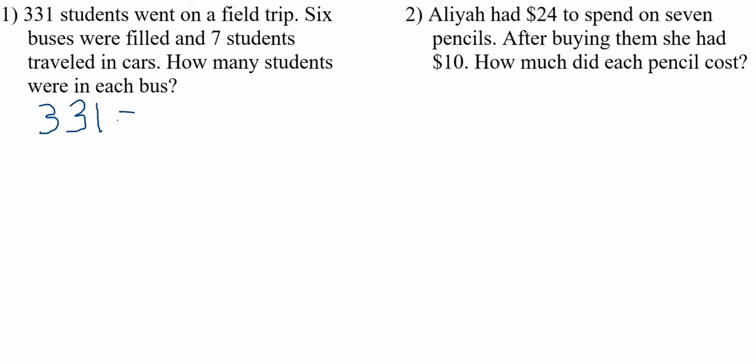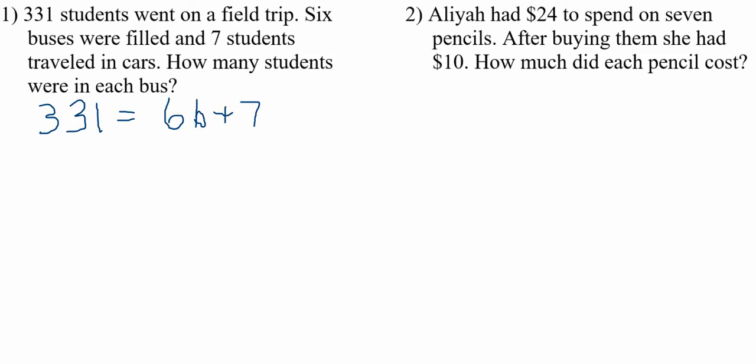331 is everything. So now they're going to give us some more. So we have 6 buses that are filled, and they're filled with students, big key there, and then 7 more traveled in cars. So they want to know how many students were on the bus. So we have 6 times buses plus the 7, and that is our total.